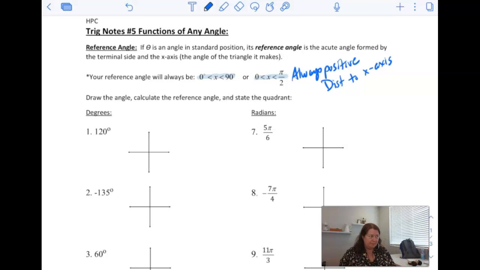So we have 120, right? I know that 120 doesn't make it quite to 180, right? So where is it? Well, it's going to be 60 degrees apart, so it's going to be somewhere right around here. And we know that there's going to be 60 degrees between here and there. So here is the triangle that you would have made. Here is the central angle. We went 120 going this way. So what is our reference angle? It's that central angle of that little triangle right there. That would be a 60 degree reference angle, and it's in quadrant 2.